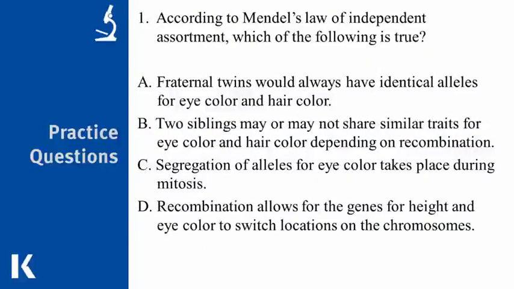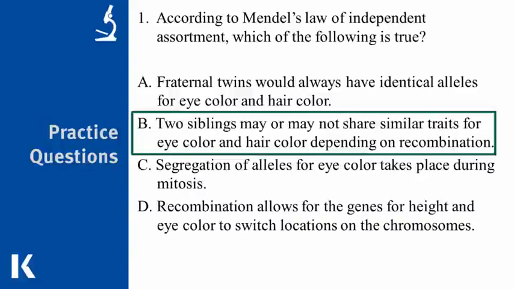Now that we have explored the fundamental concepts of genetics, try out some practice questions to test your understanding of the topic. This first question is asking you to think about real-life examples of Mendel's second law. The answer is B. Two siblings may or may not share similar traits for eye color and hair color depending on recombination is a true statement.